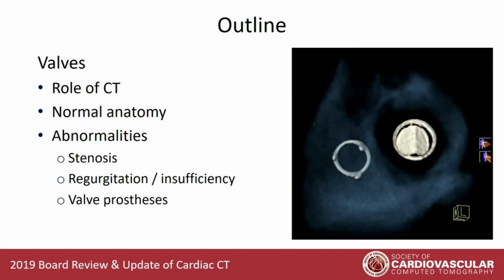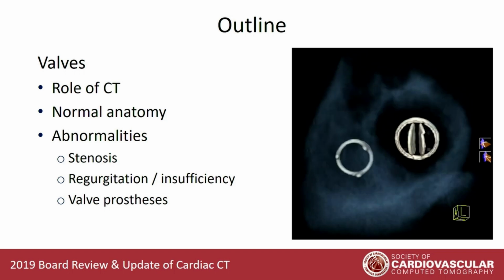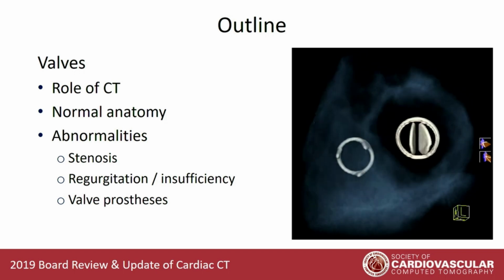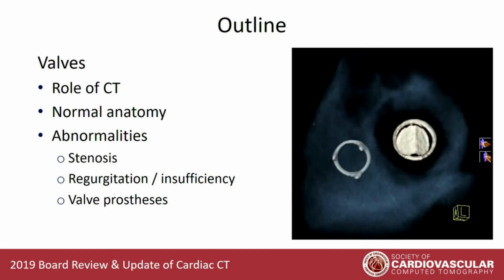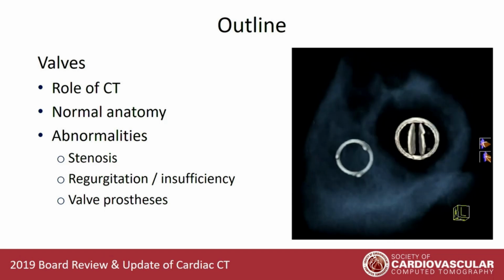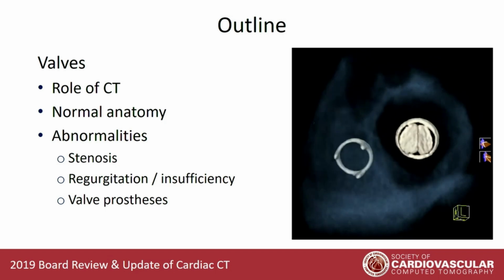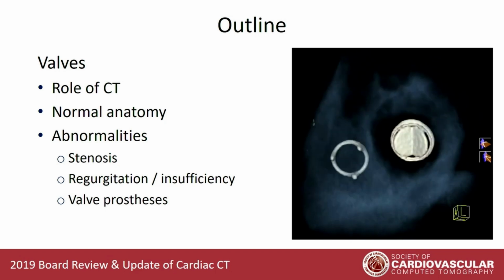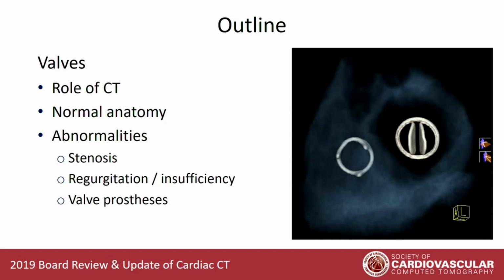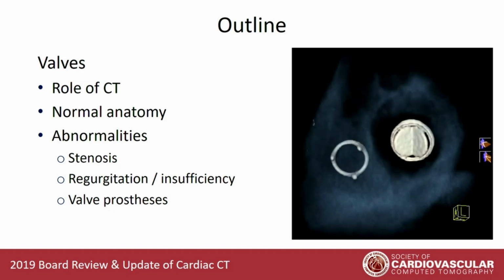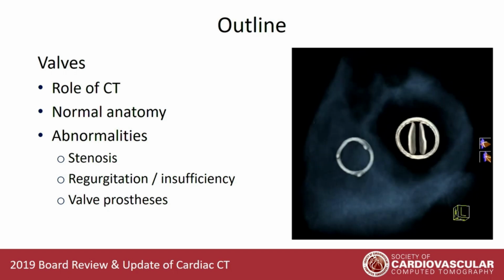We'll look at the role of CT. We'll talk a little bit about the normal anatomy, structures you may be used to looking at on echocardiography, and what they look like when we view them through the lens of CT. Then we'll talk about the abnormalities that we expect to see, stenosis, regurgitation, insufficiency, and we'll spend a little bit of extra time talking about valvular prostheses, like the movie that you're seeing here as well.